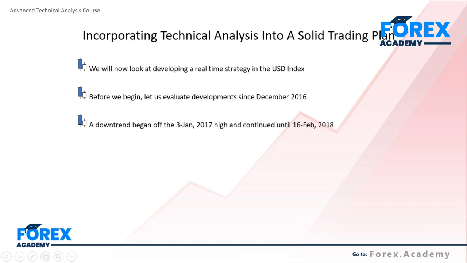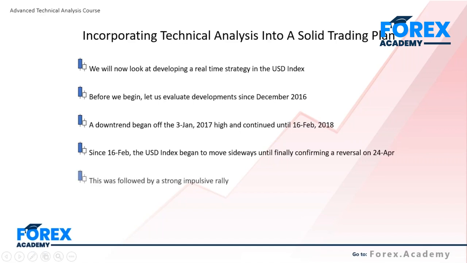We'll look at very shortly that a downtrend began off the 3rd of January 2017 and continued until the 16th of February this year. Since the 16th of February, the dollar index began to move sideways until finally confirming a reversal on the 24th of April. This was then followed by a strong impulsive rally. The question we need to ask ourselves now is whether the dollar index is still a buy.